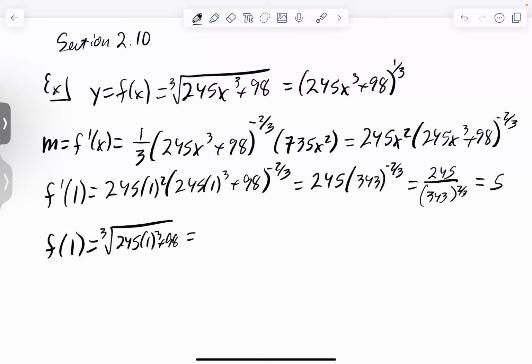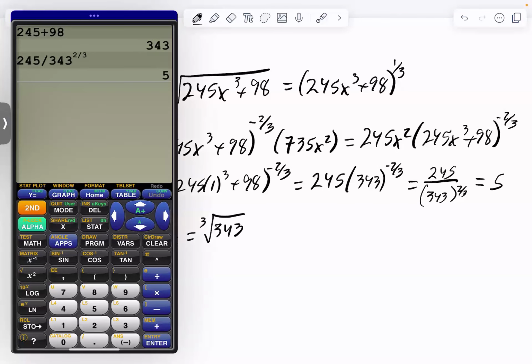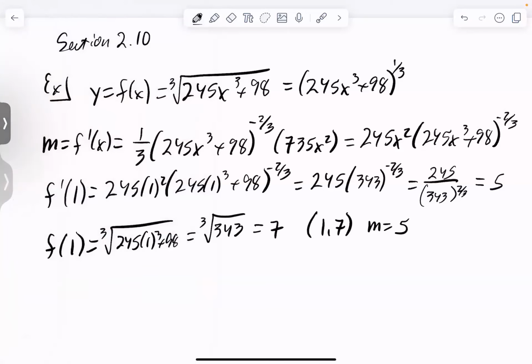So this is going to be the cubed root, and again, that's 343. So 343 raised now to the 1/3 power. And I'm getting that this is 7. So we're at the point (1, 7) with a slope of 5. So let's build the equation of the line.